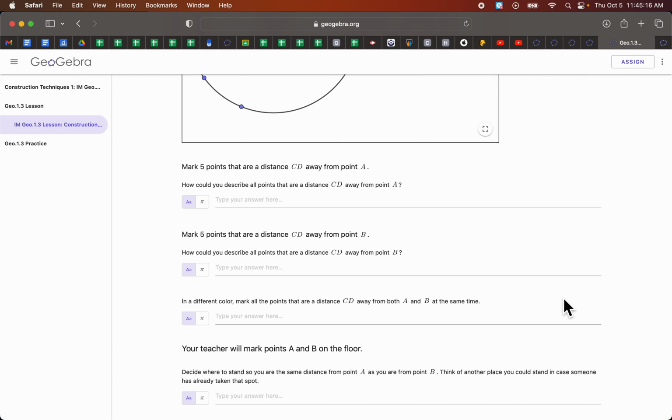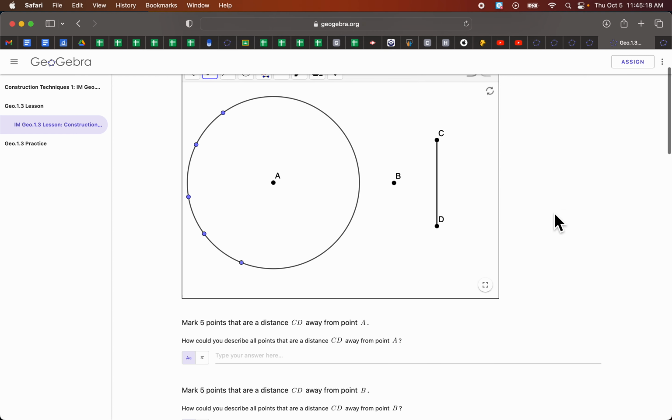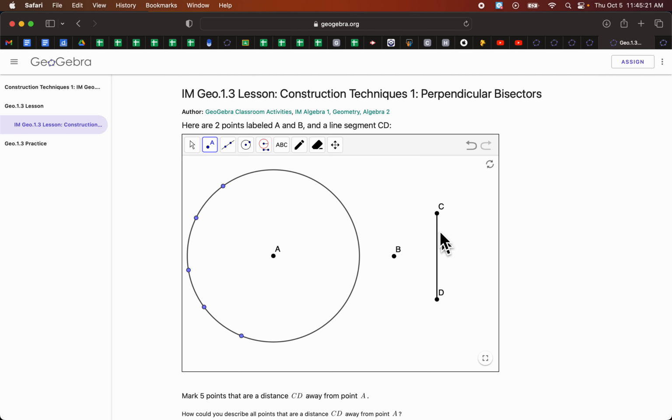Mark 5 points that are a distance CD away from point B. So we're doing the same thing, but with point B. Back to the compass tool. We're going to take CD as our radius. That's our distance away from our center point, and B is going to be our center point. So here is any point that would be the same distance away from B as this length CD. So I'm going to put 5 more points on here. 1, 2, 3, 4, 5. All right, cool.